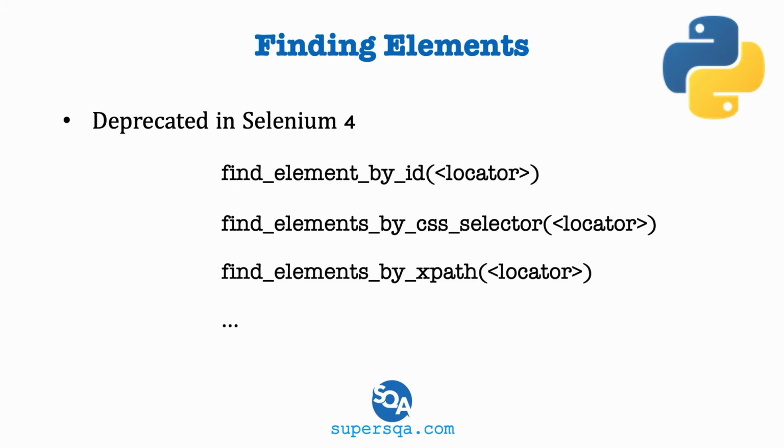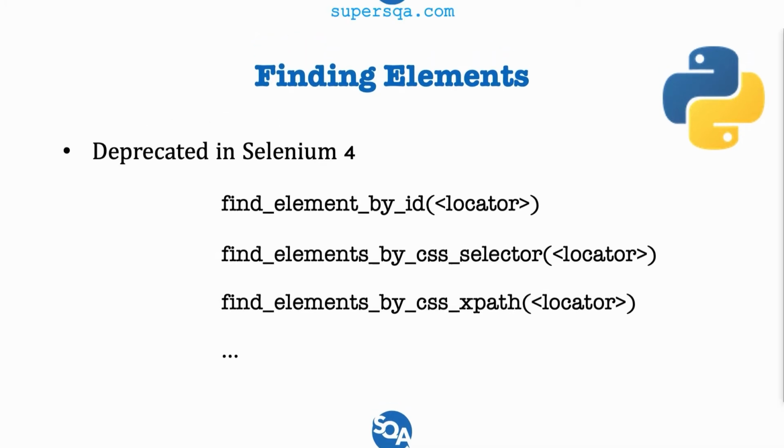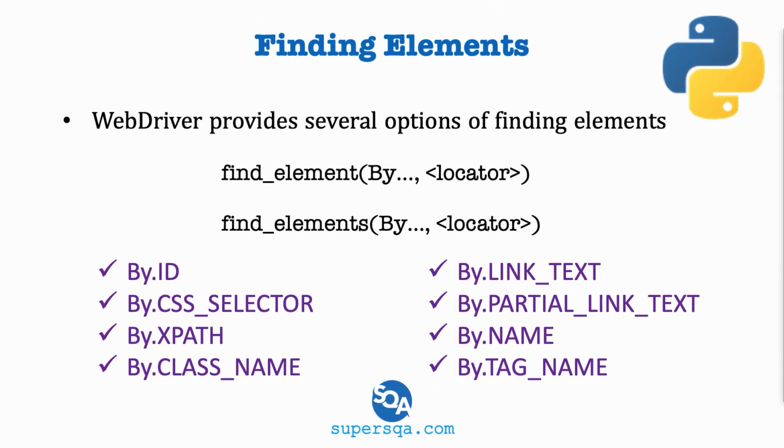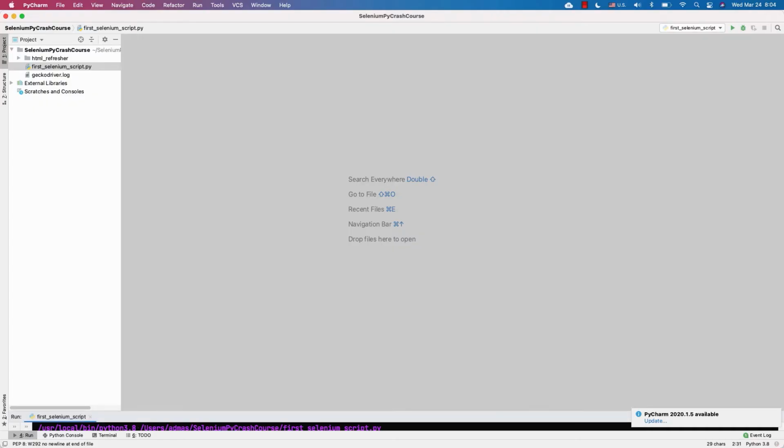Now in Selenium 4, those methods are gone. They're going to be deprecated, so if you use those in Selenium 4, you're going to get a warning. I just want to bring that up. So what you want to use is this one: just find element, and in the parentheses you give it what you want to use. All right, so let's jump to code and actually start working on that.